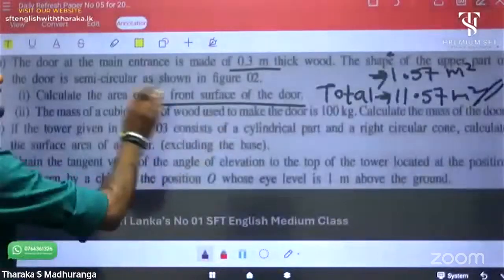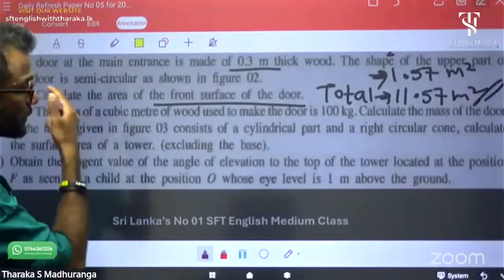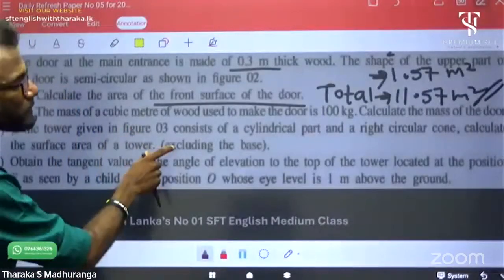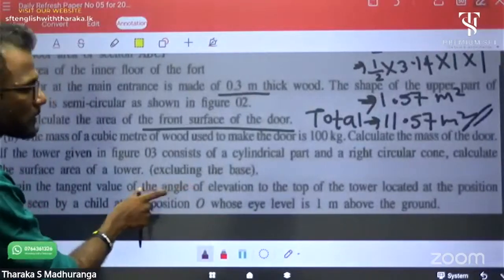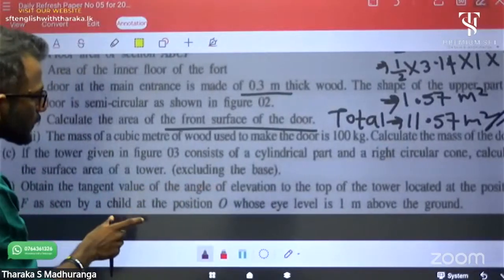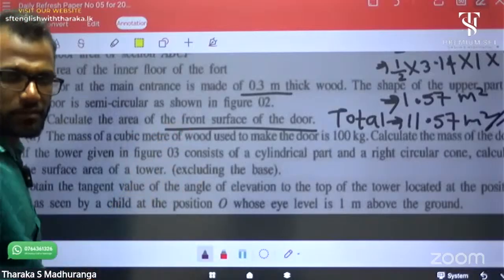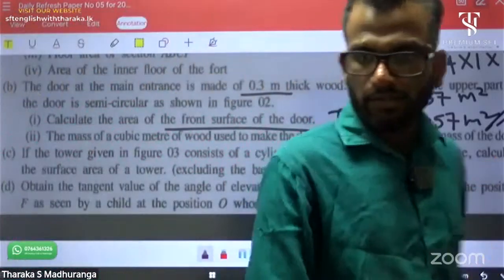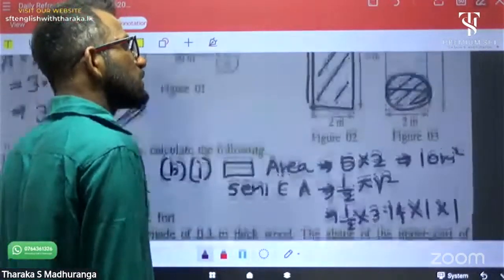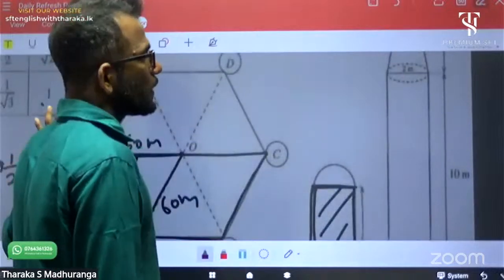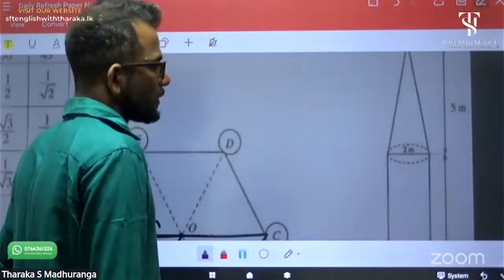Let's go to part C. If the tower given in the figure consists of a cylindrical part and a right circular cone, calculate the surface area of the tower excluding the base. We can neglect the base. Okay. Cylinder area plus cone area.